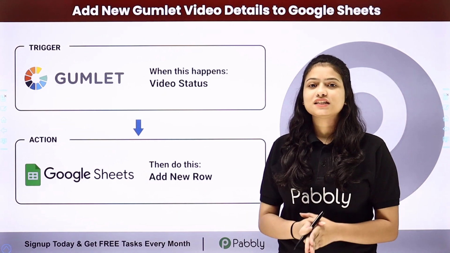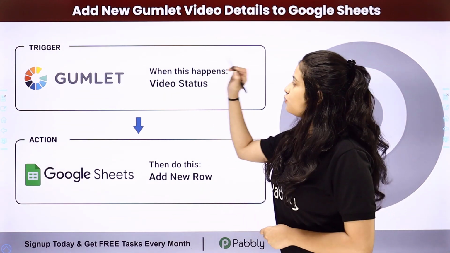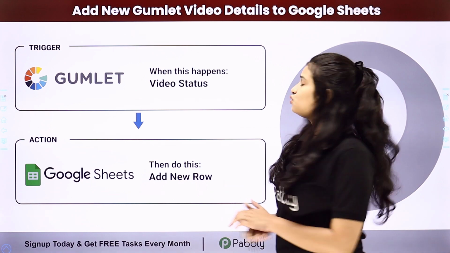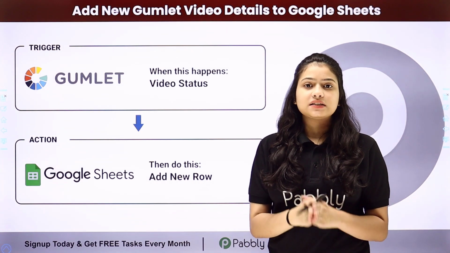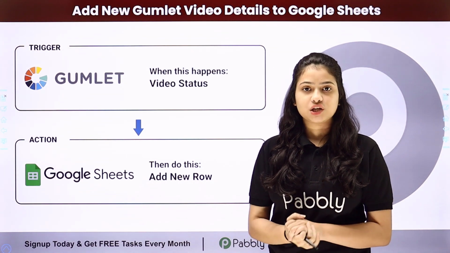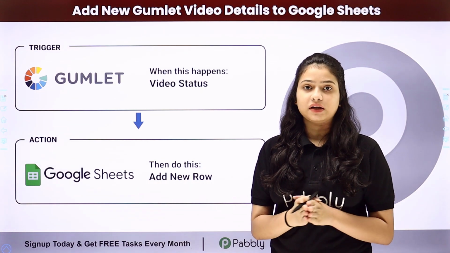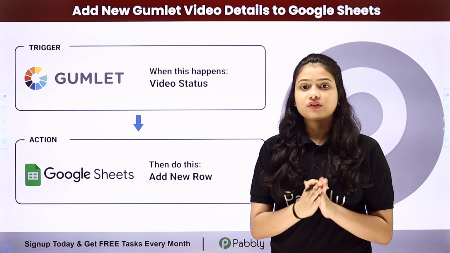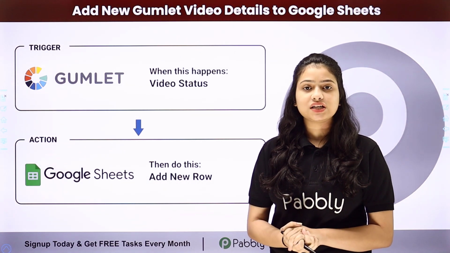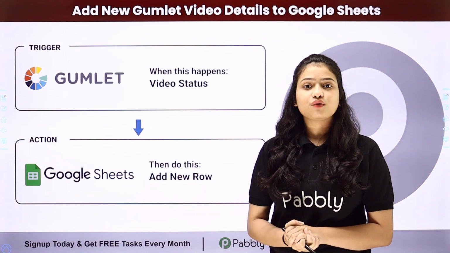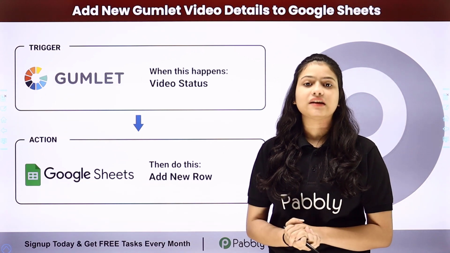Hello everyone, in this video we are going to learn how to add new Gumlet video details to Google Sheets. As we know, Gumlet is an amazing platform for hosting and streaming videos. So I want that as soon as a new video is uploaded on my Gumlet account, automatically the details of the same video should be added in my Google Sheets in the form of a new row. So how are we going to do this process automatically and effortlessly?